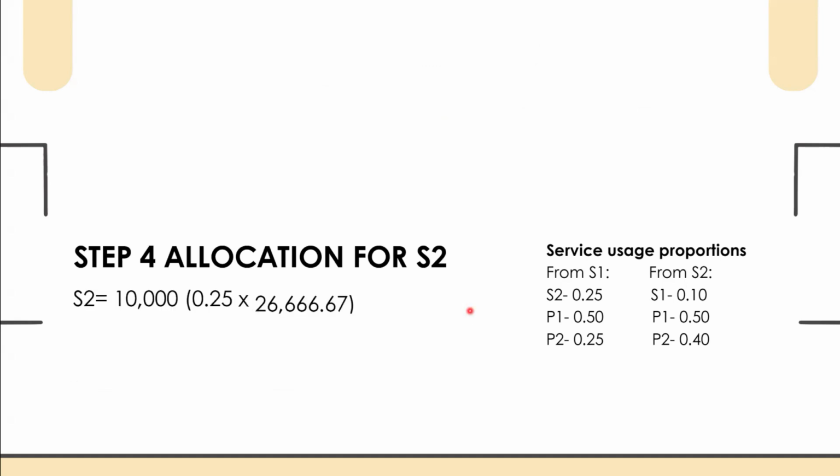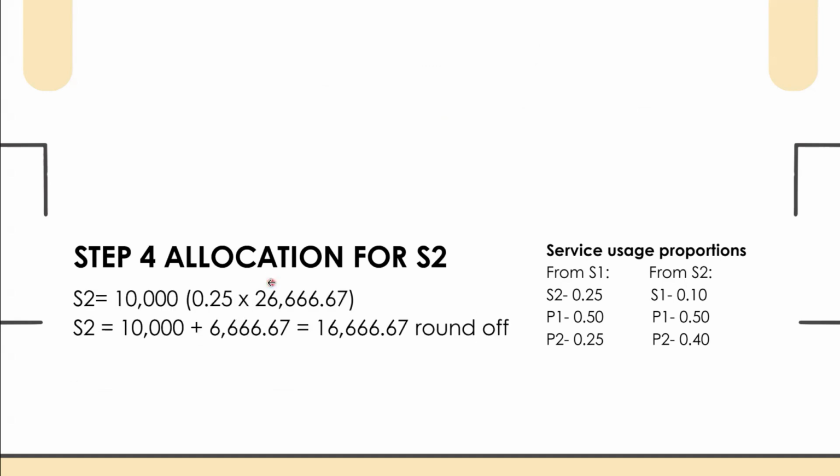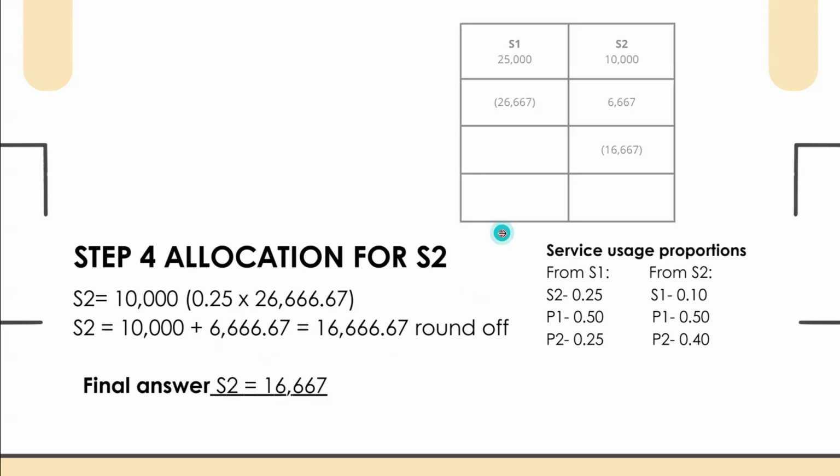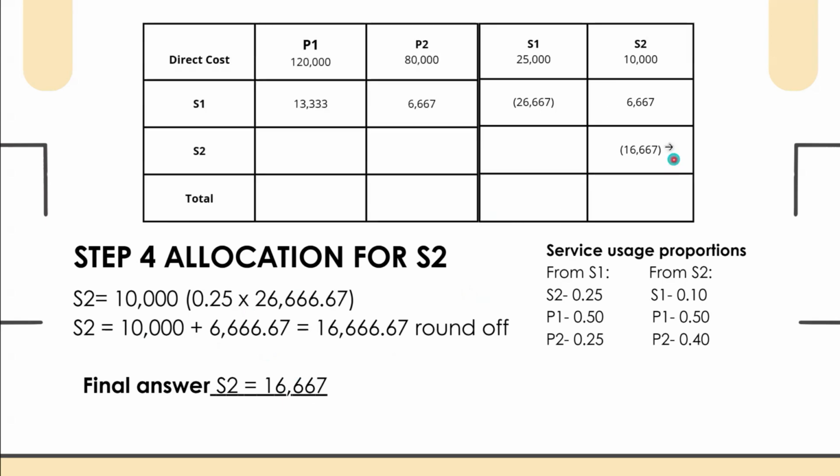And now we go for the allocation for S2. The allocation of S2 comes from the direct cost of 10,000, which is given. The direct cost of 10,000 is added to 25% of the 26,666 and 67 centavos. The quantity, as we previously showed, is 6,666 and 67 centavos. We simply add that to the base direct cost of 10,000, and we get a rounded off answer of 16,666 and 67 centavos. The final answer is that. So we plug that into our table again, and we get the quantity of 16,667 pesos for S2.